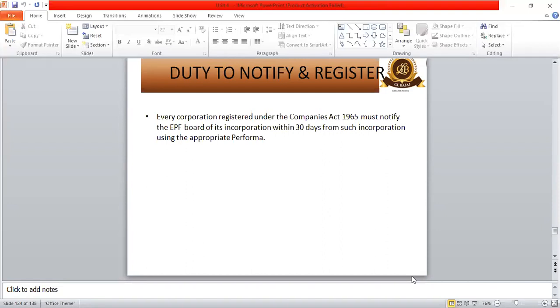So every corporation registered under the Companies Act 1965. Very important, those organizations registered under the Companies Act 1965 must notify the EPF board of their incorporation within 30 days. So the moment you are registered under the Companies Act 1965, you have to go to the EPF board and tell them that your company is registered, and this should happen within 30 days of incorporation, using the appropriate proforma. That appropriate proforma is provided by the EPF organization only.